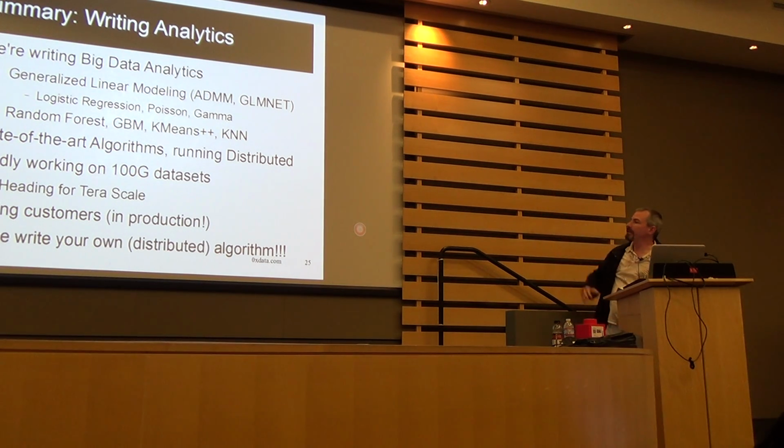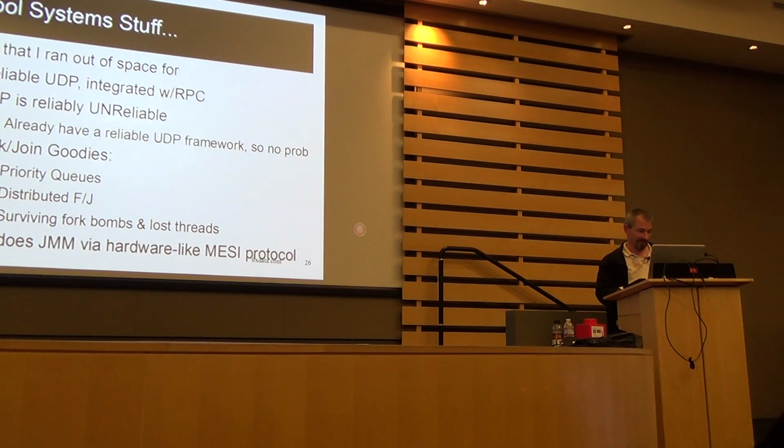So we're writing analytics. This is a wrap up here. Generalized linear modeling, logistic regression, Poisson, Gamma. These things have been running for quite a while. GBM and random forest, k-means, k-NN. These are all state-of-the-art algorithms. We're trying to pick the best of the best of the best for algorithms, and we have them solidly working on 100 gig data sets, and we're heading upscale. And we're actually only picking algorithms that customers are using, so new users join, we'll pick new algorithms. Okay.